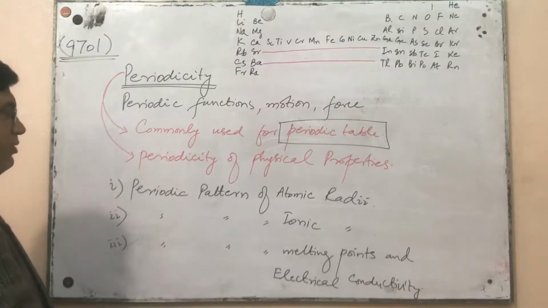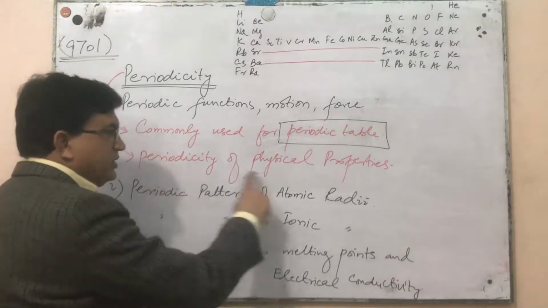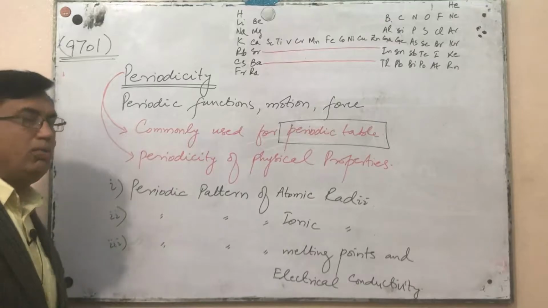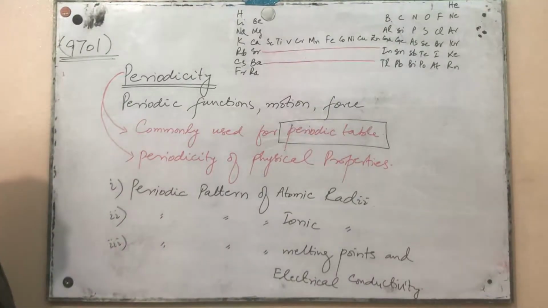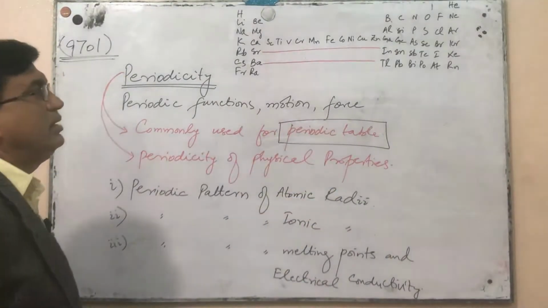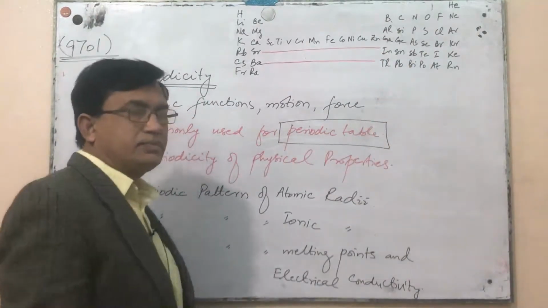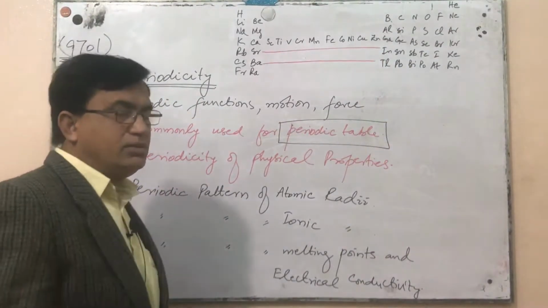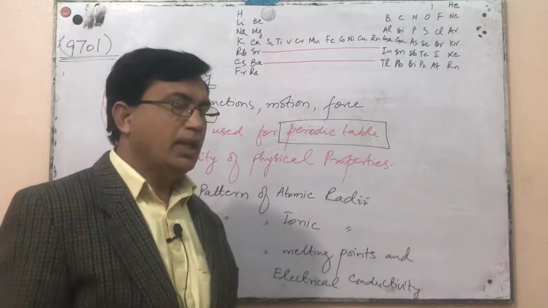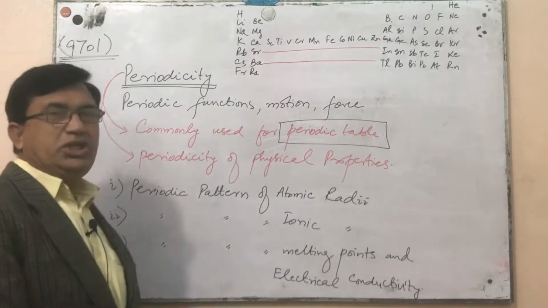Now, we have to discuss periodic patterns of the physical properties in the periodic table. The first is the periodic pattern of the atomic radii. As the elements in the periodic table are arranged in periods and in groups, the first period contains only two elements, hydrogen and helium. In both of these atoms, there is only one shell around the nucleus, which contains electrons. It means that in the first period, there is no shielding effect.